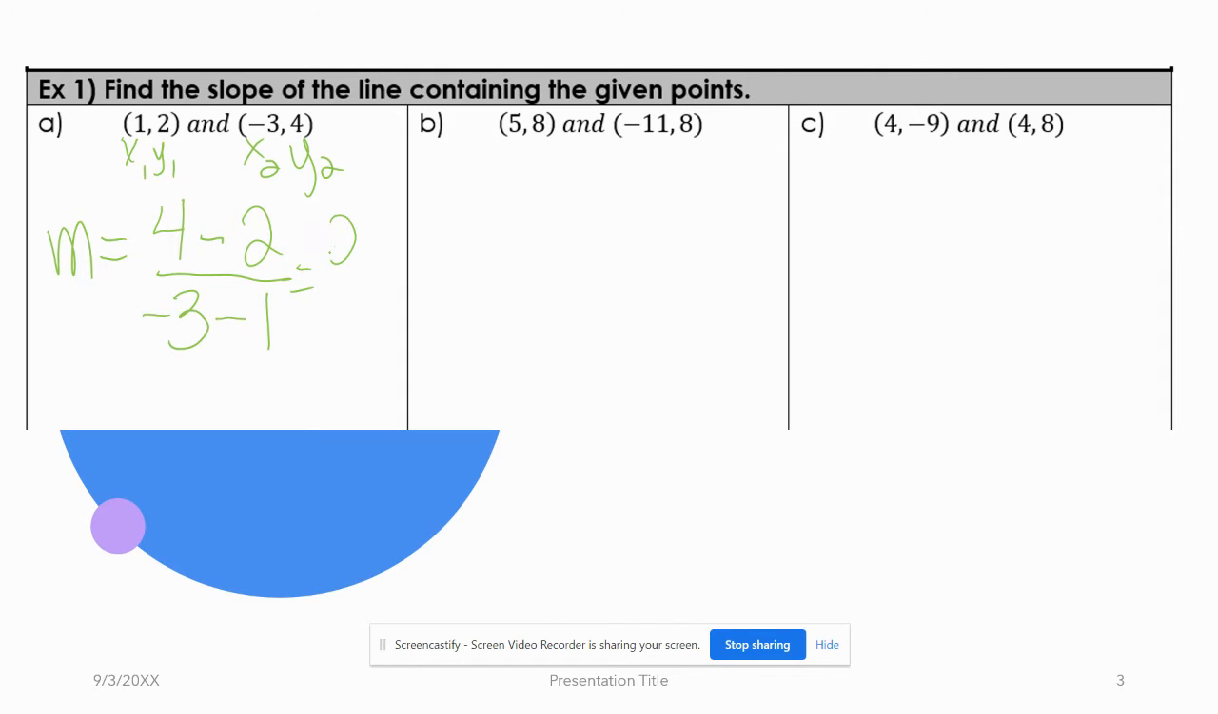4 minus 2 is 2. Negative 3 minus another 1 is negative 4. And then remember, we always give our answers for fractions in lowest terms. So 2 over negative 4 simplifies to negative 1/2.